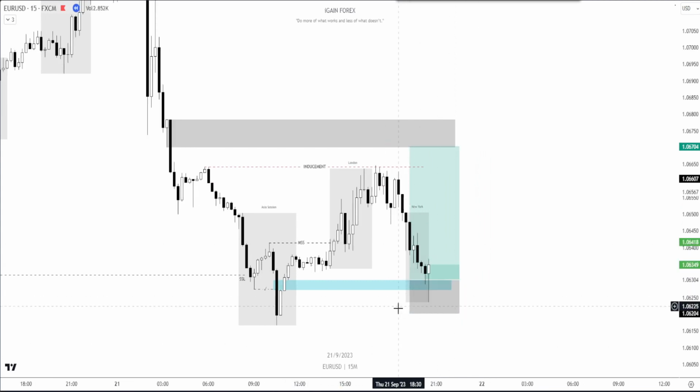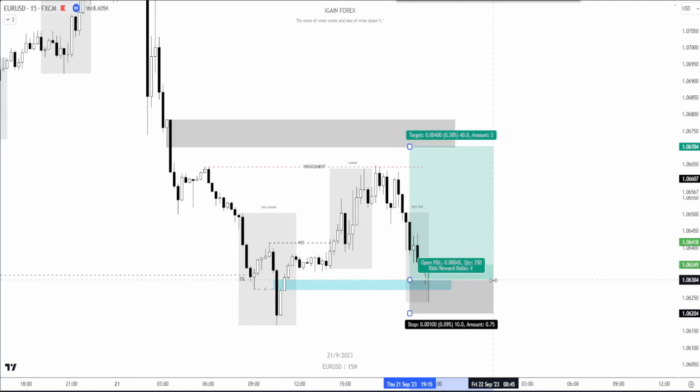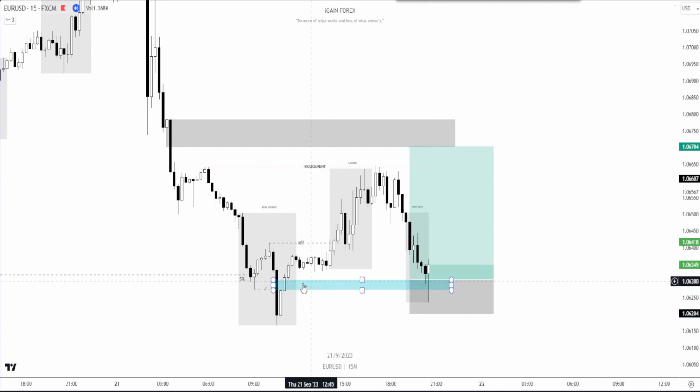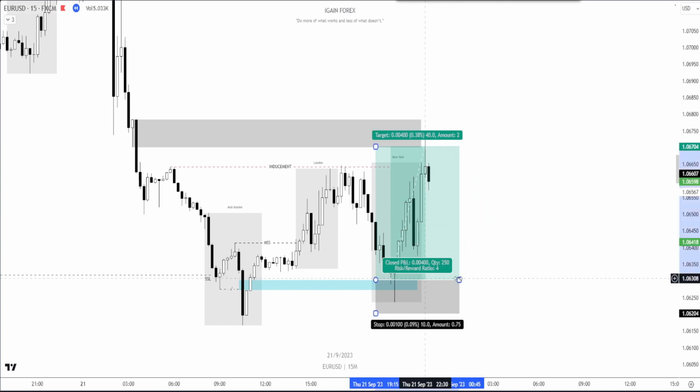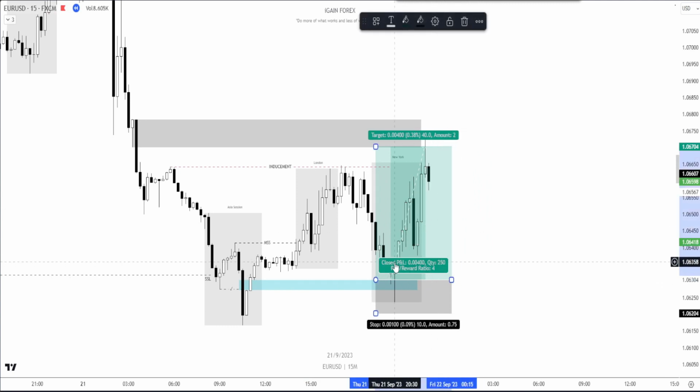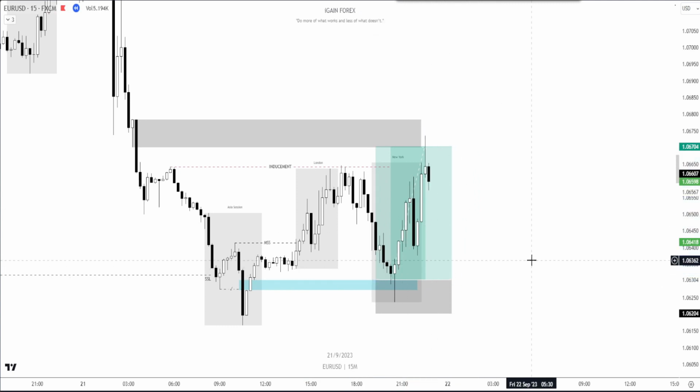Okay, we have an entry hit here. We can see here we have a nice rejection on this balance price range. Okay, guys, you can see here we have gained a 1:4 risk reward ratio.